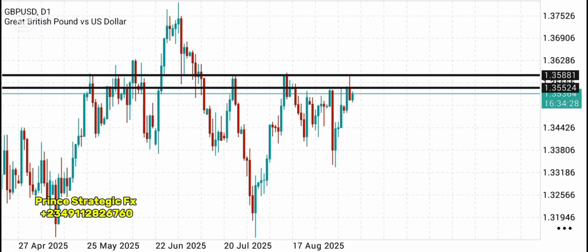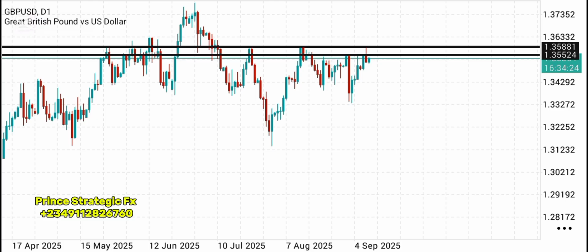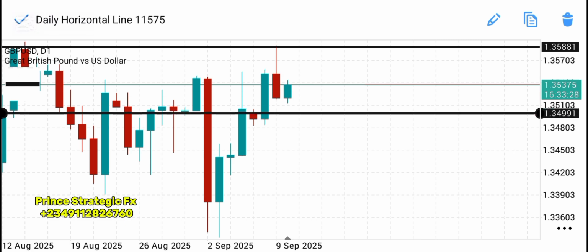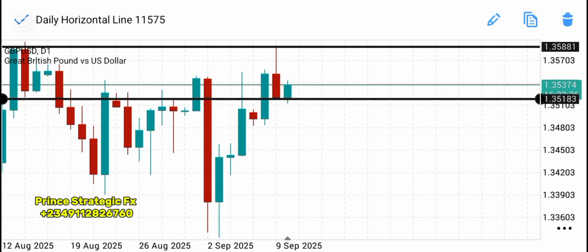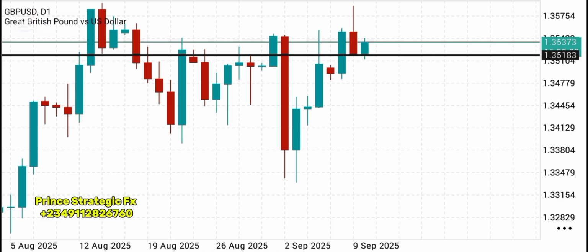First of all, this is GBP USD, so we'll be starting with a forex pair. This is GBP USD, and this is the daily time frame. This is the close, and it doesn't have any wick. So this is exactly what you should do.